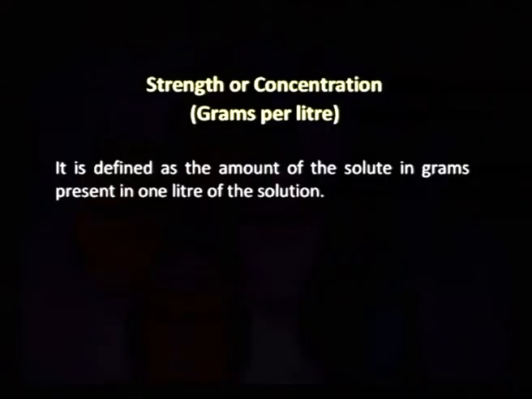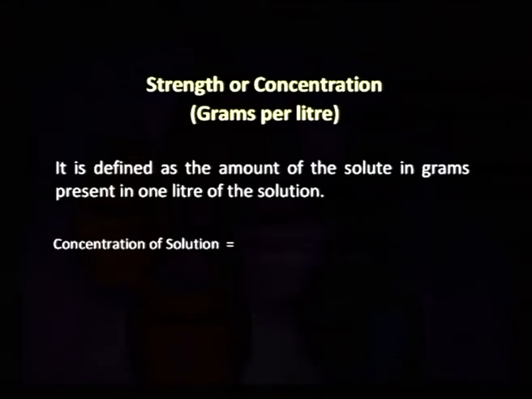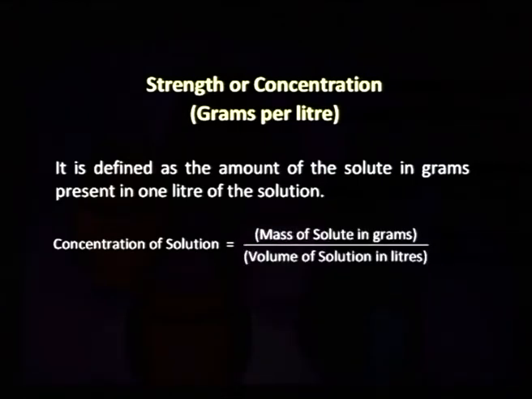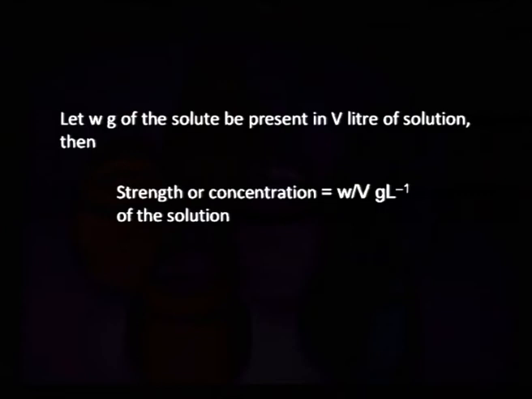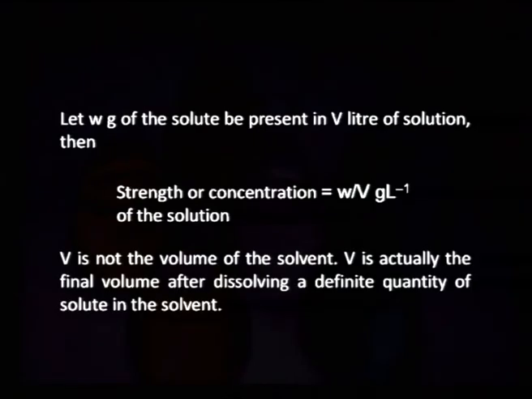Now, let us discuss the strength or concentration in grams per liter. It is defined as the amount of solute in grams present in 1 liter of solution. Concentration or strength of solution is equal to mass of solute in grams upon volume of solution in liters, or mass of solute in grams upon volume of solution in milliliters multiplied by 1000. Let W grams of the solute be present in V liters of the solution. Then the strength or concentration of the solution is equal to W upon V grams per liter. V is not the volume of the solvent, but it is the volume of the solution.